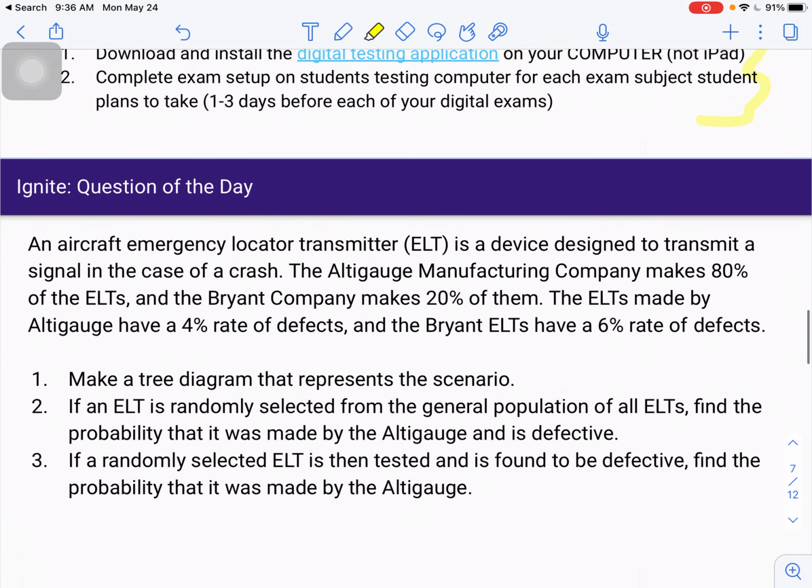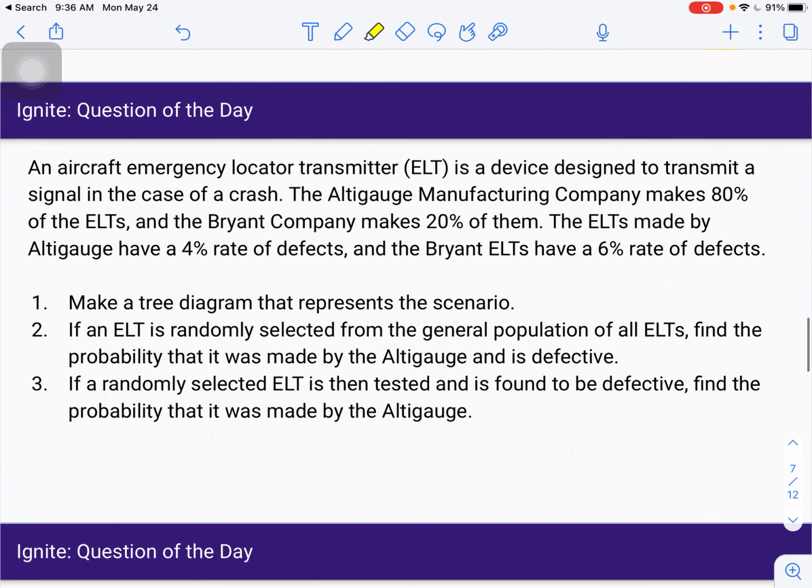All right. Next up is the question of the day. I'll read it to you, and then if you want to pause the video, work through it. This is a probability question, which we haven't done in a while, so I wanted you to have a little bit of practice with that. This does need to get submitted to Schoology, and then I'll go through the answers after.